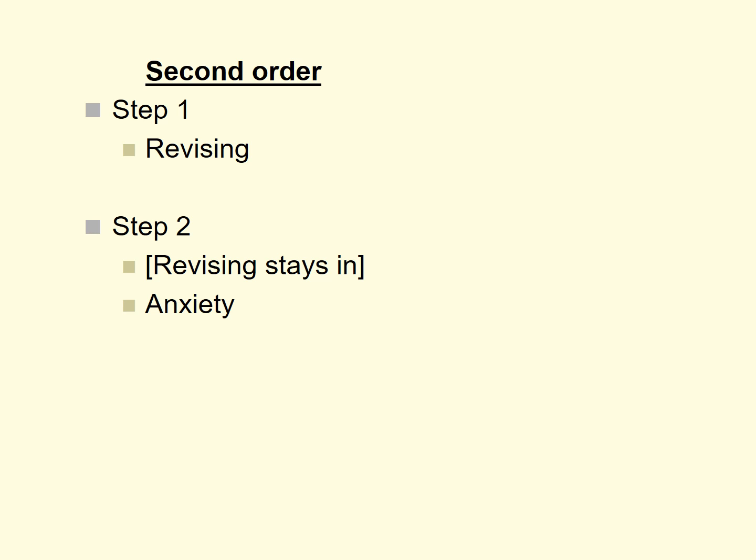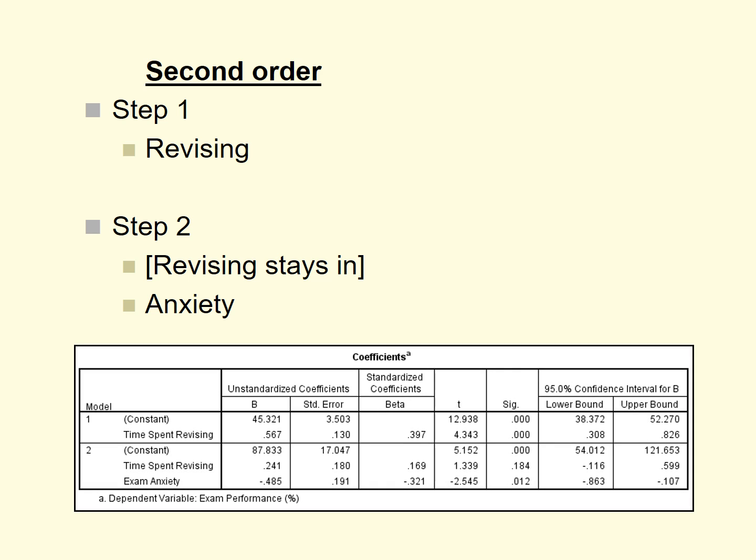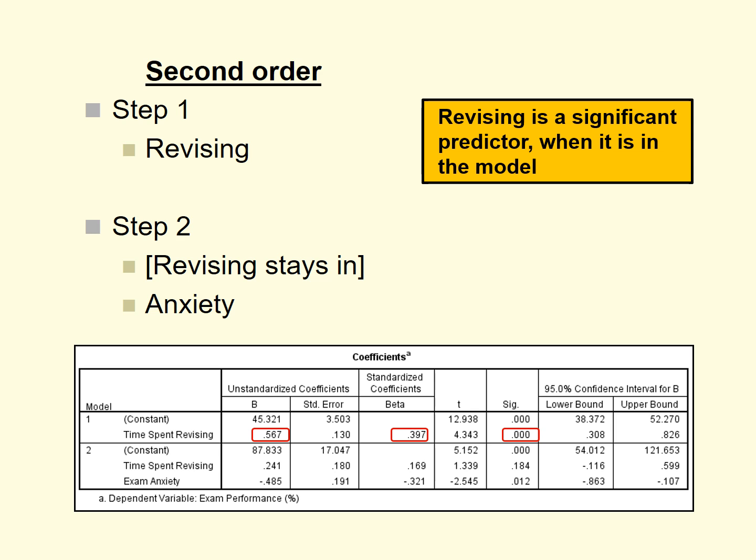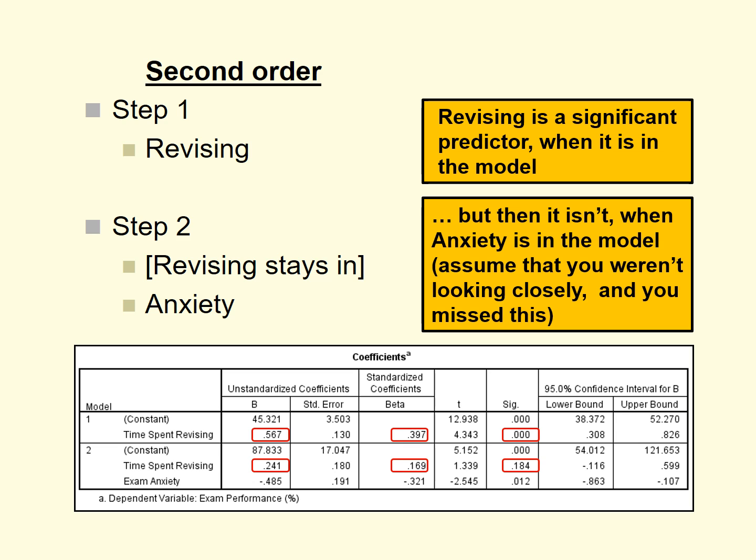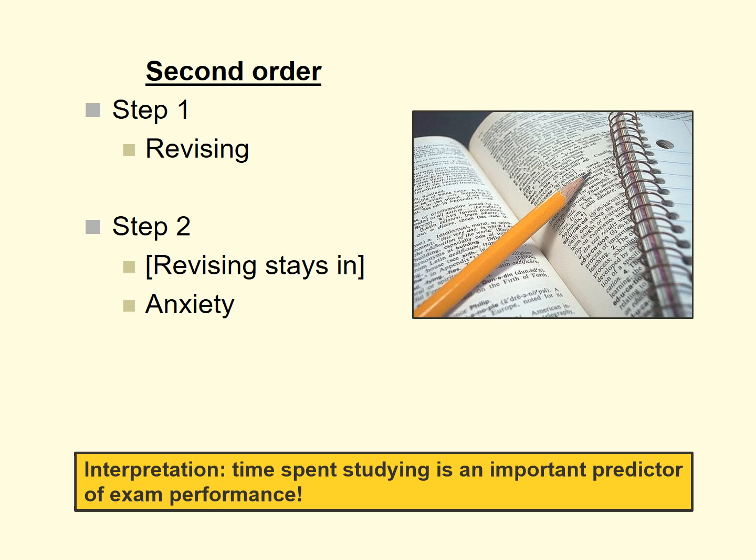So if we look at the regression coefficients next, we notice maybe that in model 1, that's augmented model version 1, revising, time spent studying, is a significant predictor when it's in the model. When anxiety enters the model, revising is no longer a significant predictor of exam performance. Now, just for the sake of this example, let's assume that you weren't looking really closely and you missed this part. The point is, you might interpret the results, if you ran the model in this order, that time spent studying is an important predictor of exam performance.